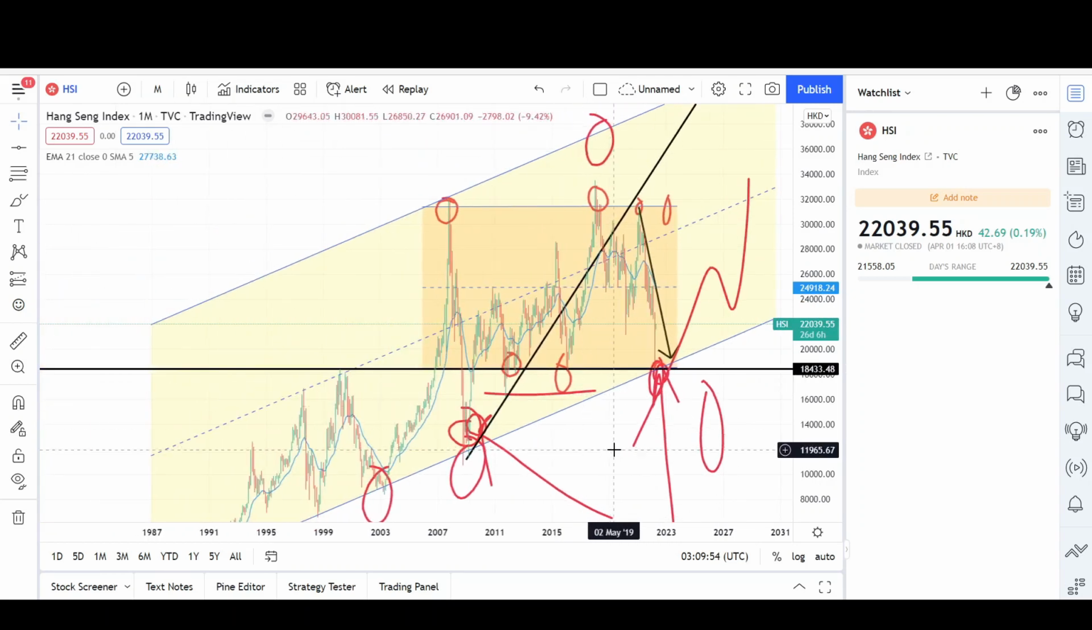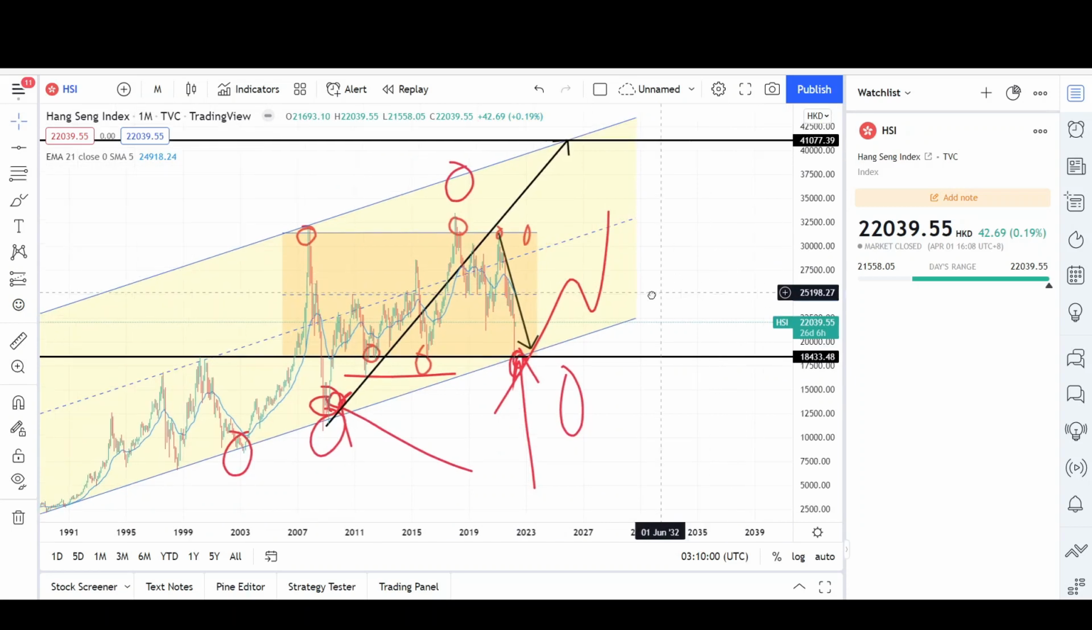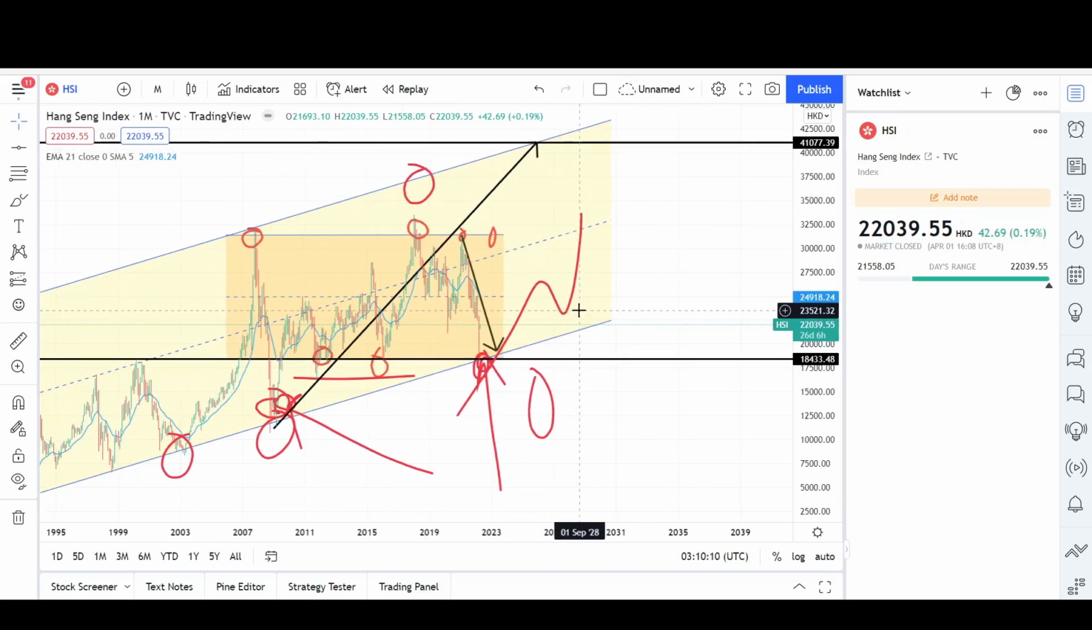And in the long term, I'm still bullish as long as we don't go below the $10,000, $11,000 point level. We can still reach the $40,000 or $41,000 level in the next probably 3 to 4 years. So that's everything I have for the Hang Seng Index.